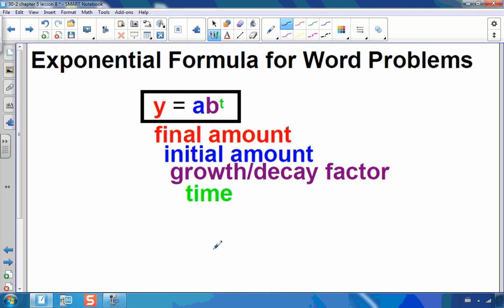So in exponential form for word problems, y equals a times b to the t. Let's just break that down. Y is my final amount. A is my initial amount, how much I'm starting with. B is your base or your growth decay factor. So that's your multiplication factor to go from step to step. And t is some element of time.